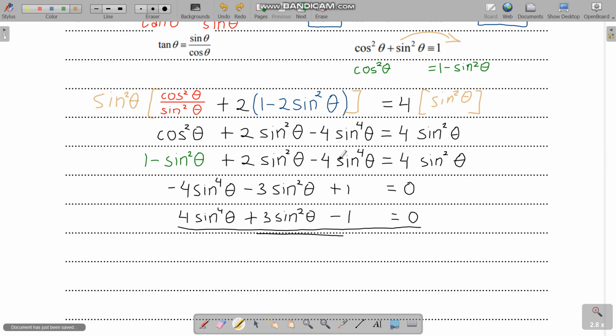We can simplify. Start with the highest power, minus 4 sine to the fourth, and for the sine squared we have, this is minus 1 plus 2, so it's just 1, but we still have 4 from the right, so we move it to the left. We subtract both sides by 4 sine squared theta, we get minus 3 sine squared theta, and we still have plus 1. And then we multiply throughout by minus 1, so we have what we need to prove. Now for the second part.